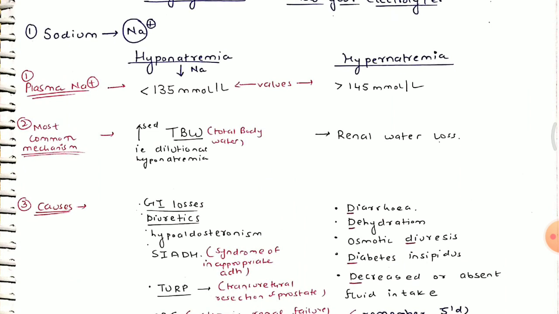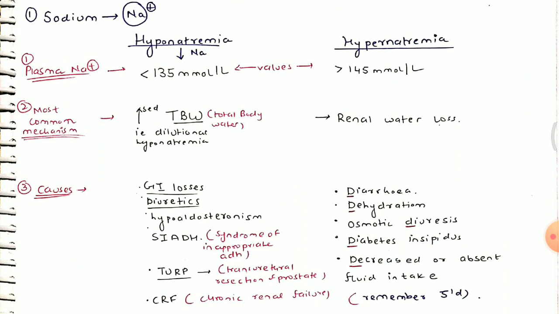Now we move on to hypernatremia and its basic information. So the plasma sodium concentration in hypernatremia is above 145 millimole per liter. So by this we can understand that the range of the sodium in our body is from 135 to 145. The most common mechanism of hypernatremia includes renal water loss, which is obviously common sense as well, because of excess loss of water from the body, there could be an increase in the sodium concentration as well.